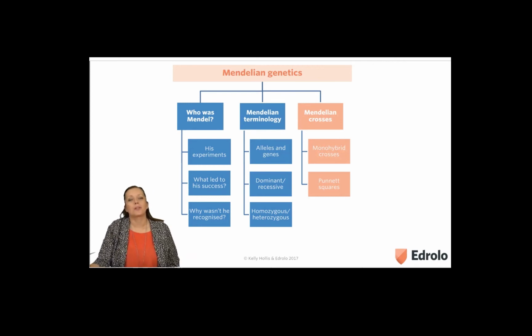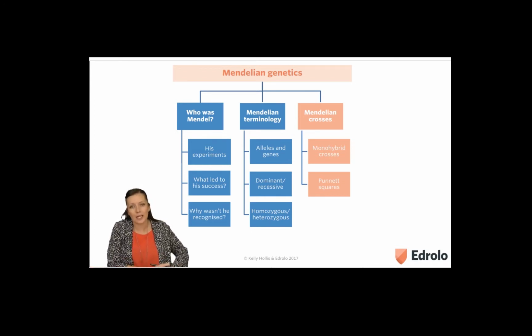Okay, so we're now up to the last section of this lesson where we're going to be using some of the terminology from the previous section in order to carry out a number of different crosses using Punnett squares in order to find out how different characteristics are passed from generation to generation.